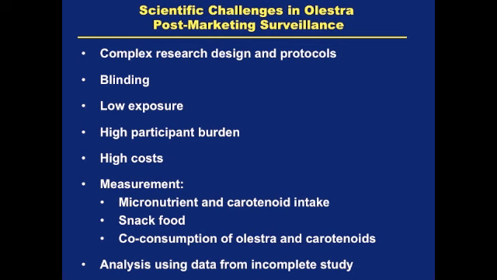And there were a number of scientific challenges that we had to deal with in doing this post-marketing surveillance, and they're worth chatting about for a minute. The designs are very complicated, and the protocols are hard to follow. I think this is going to be true of any post-marketing surveillance activity when you need to measure intake and outcomes in individuals. I don't see any other way to do it. Blinding was important. We called this thing the National Study of Nutrition and Health.